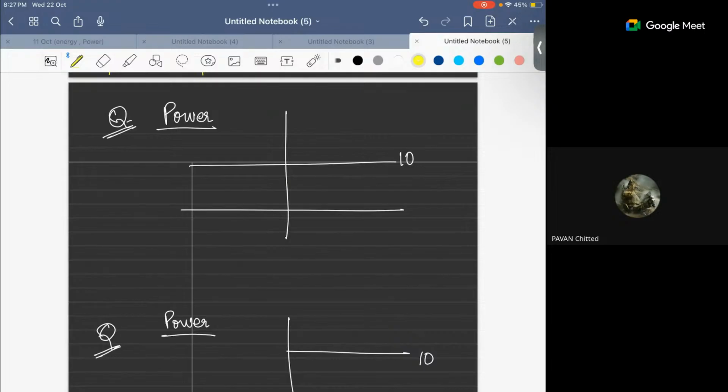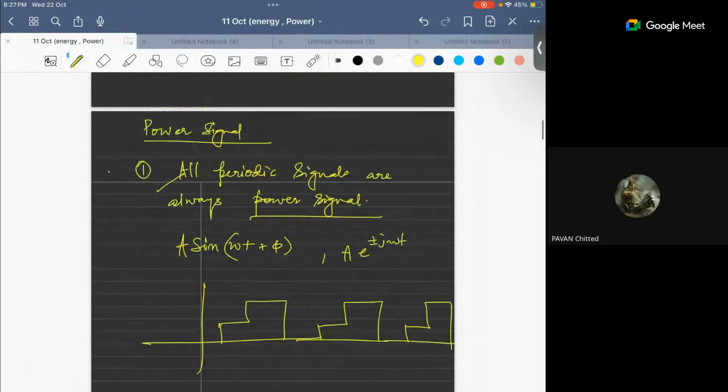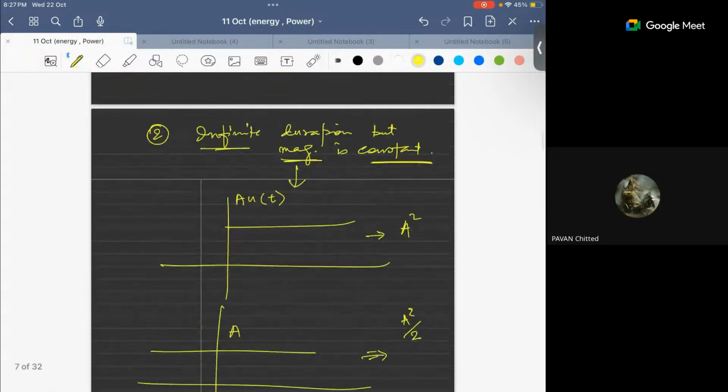Fine. Now you have a power signal, and this signal is from minus infinity to infinity. For power signals also there can be only two conditions. You can just see it here. For energy signals there are two conditions, and for power signals also there are only two conditions. Either the signal should be periodic. All periodic signals are power signals. And the second condition is if the signal is not periodic, then what should it be?